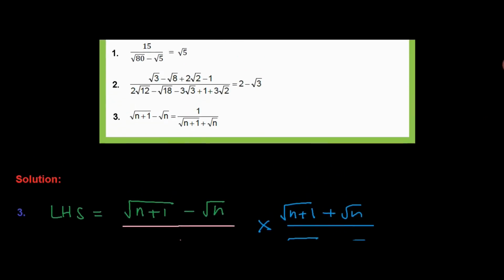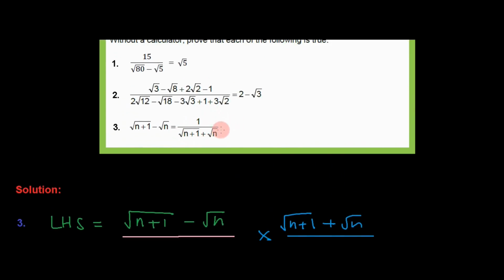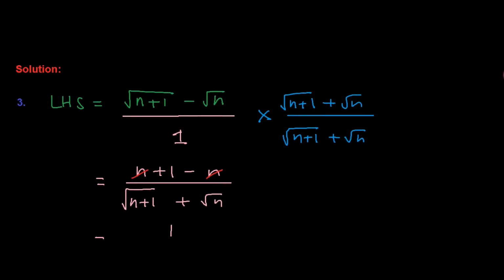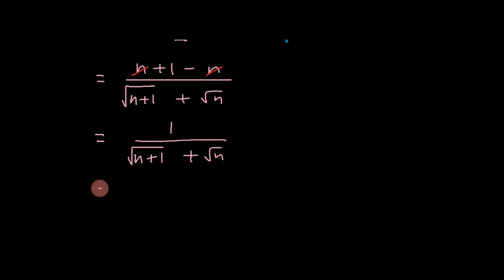Now let's go back to the identity. As you can see, it's the right-hand side. So we can now say that the left-hand side equals the right-hand side. And we have proved the identity.